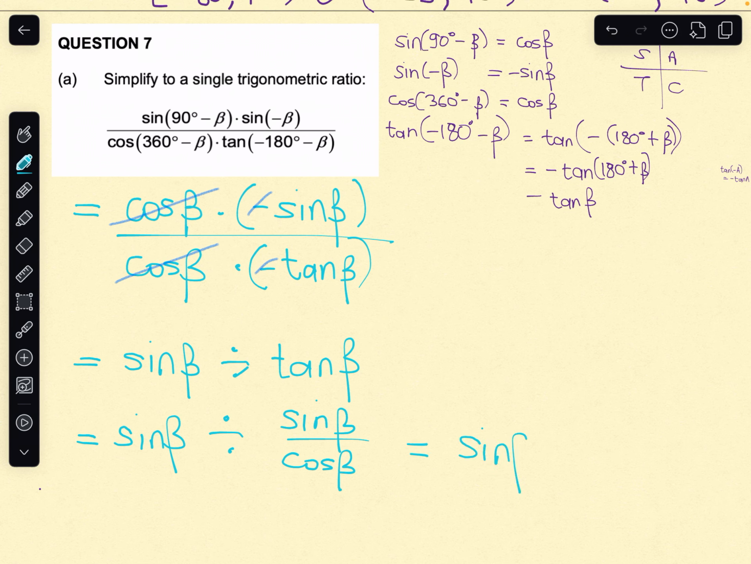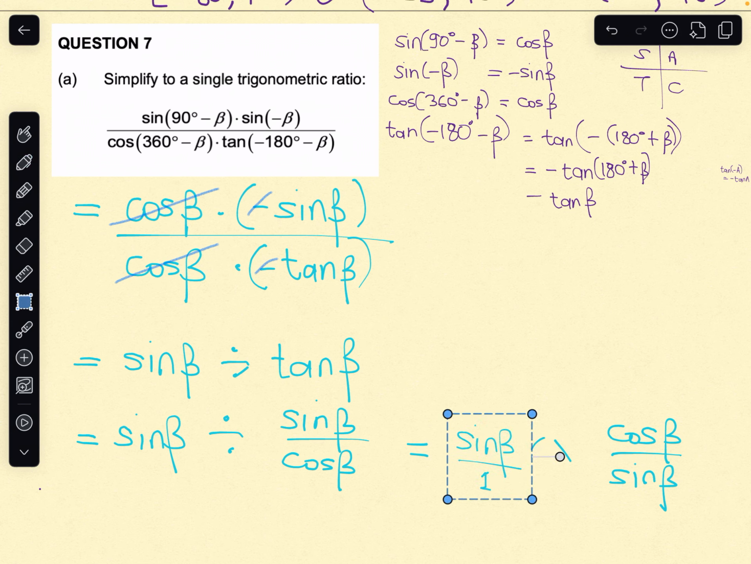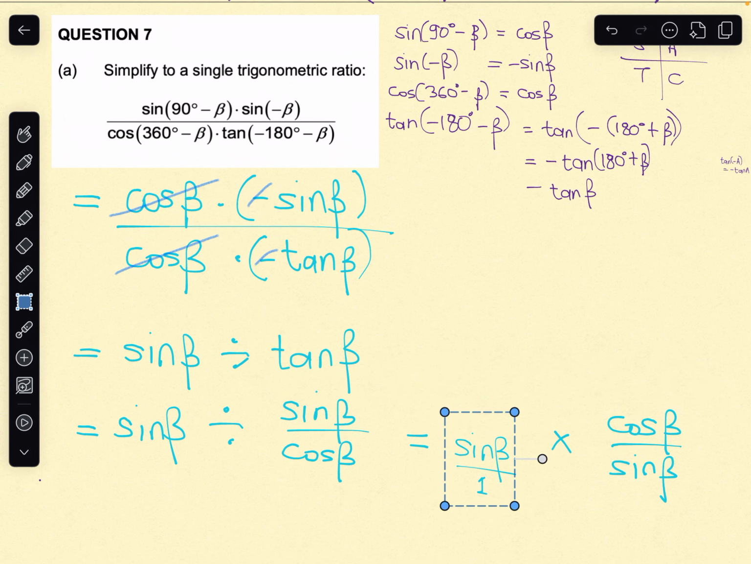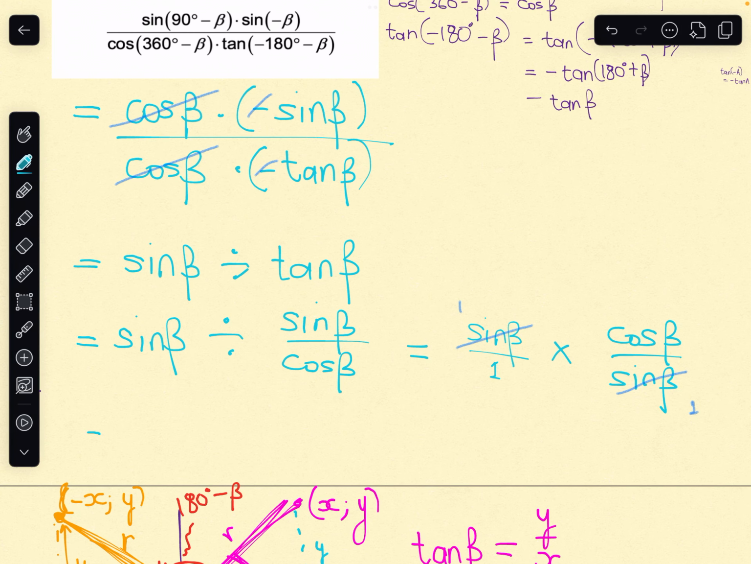When we divide by a fraction, that's just the same as multiplying by the reciprocal. So I'm going to rewrite this one as sine beta over 1, just to make it clearer what's about to go down. Right, so we can cross cancel. We have a sine beta and a sine beta here. So all that we are left with after all of that drama is cos beta.